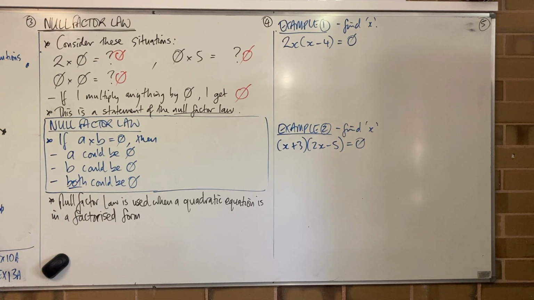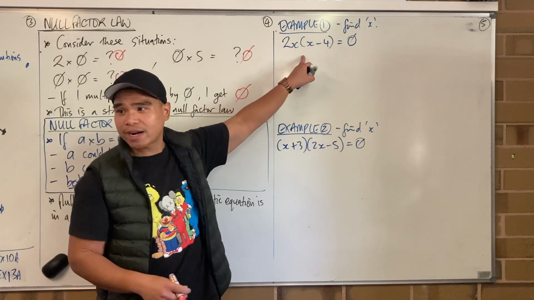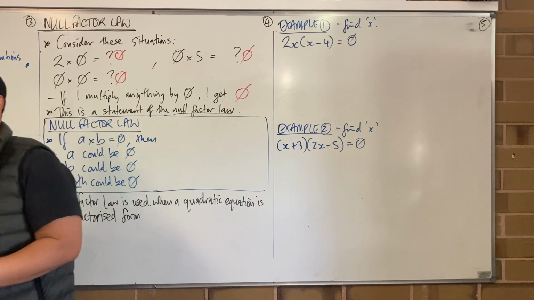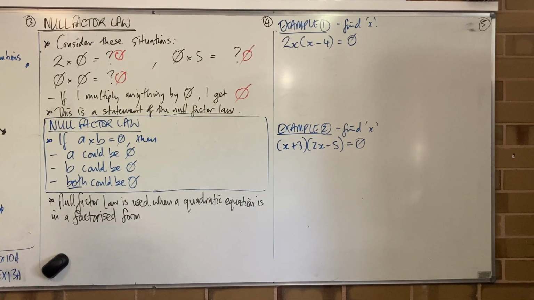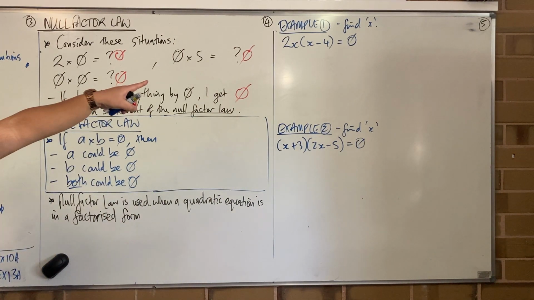Null factor law is used when a quadratic equation is in factorized form. Did you just have a test about factorization? Yeah. There's a reason for that, because you need to be able to factorize quadratics. What is something that's been factorized? It's got the brackets back. Okay? So you tell me, why are you teaching me this rule? Why is it useful? Because it allows me to solve that.